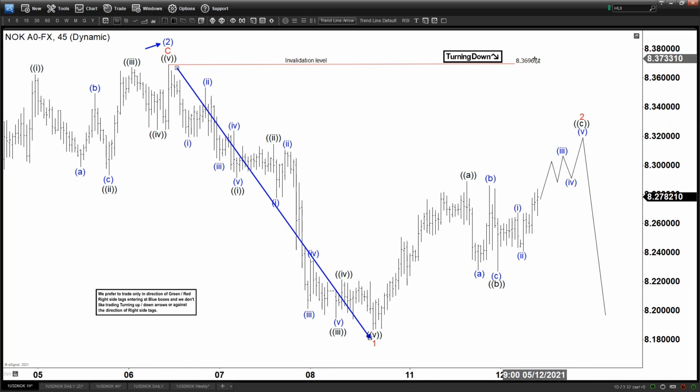Okay, and as long as we stay below this 8.3696, we could potentially resume the downside again in the Norwegian krone. So this is the invalidation level.